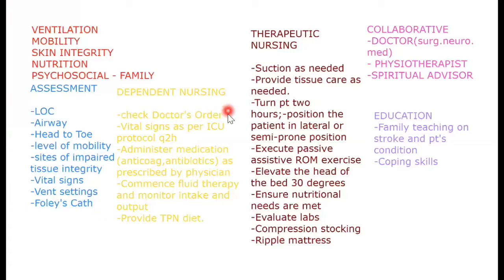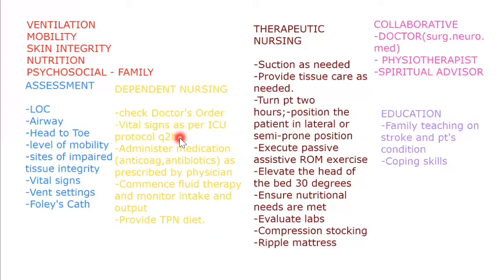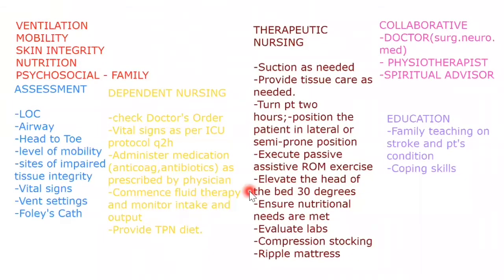Dependent nursing. First thing we do, check the doctor's orders. We want to check vital signs as per ICU protocol every 2 hours and administer medication prescribed by the doctor. The medications Mr. K is on would have been covered already. Commence fluid therapy and monitor intake and output. Mr. K is on 0.9% normal saline at 20 cc's an hour, so we want to monitor that. We also want to provide TPN diet. Mr. K is on Jevity 80 cc's an hour.